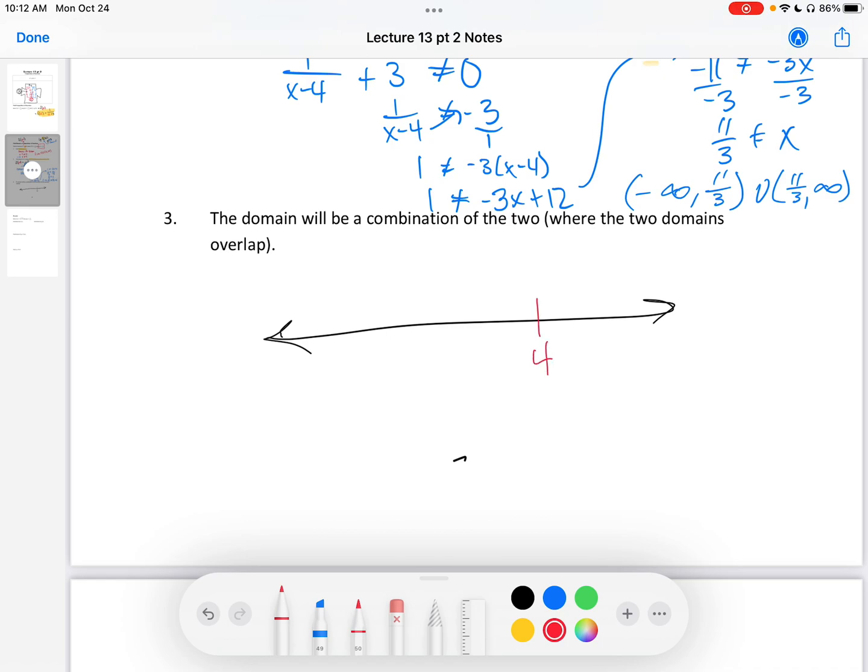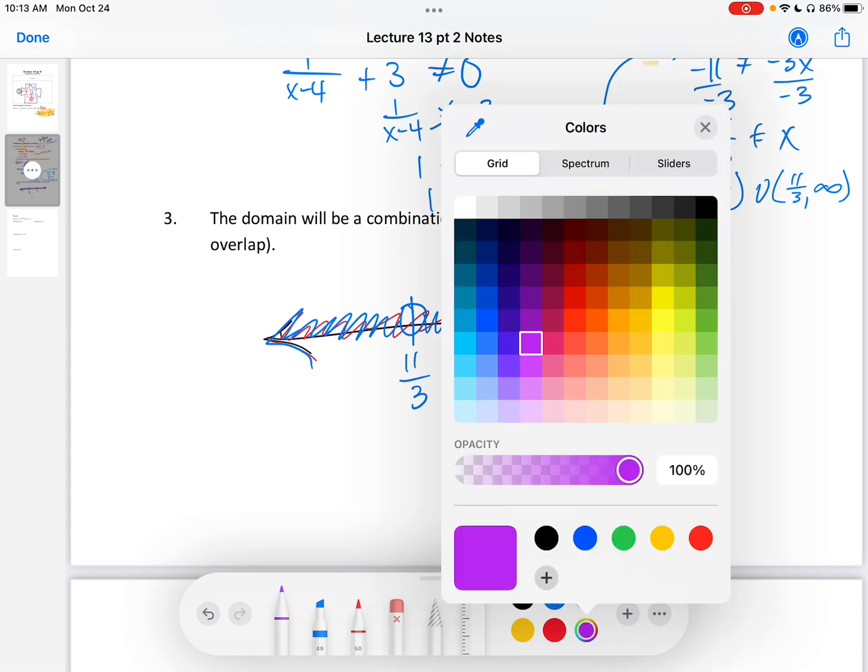I've got my first one that says x cannot equal 4, so x is going to equal everything else. My second part, I found that x cannot equal 11 thirds. Okay, and 11 thirds is really 3 and 2/3. That's how I knew it was below 4. But it can equal everything else. And just like before, our solution to this is going to be the overlap of all of these values.